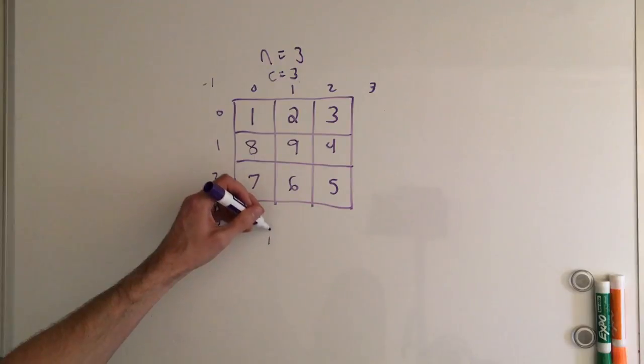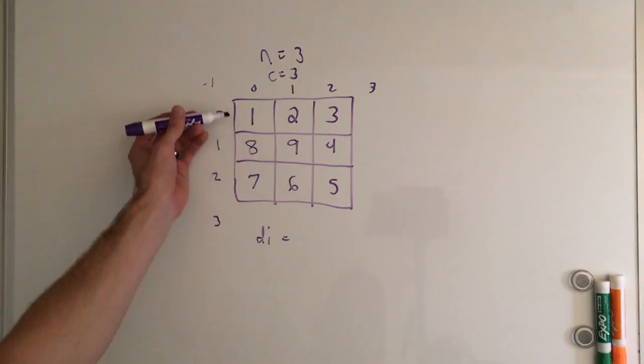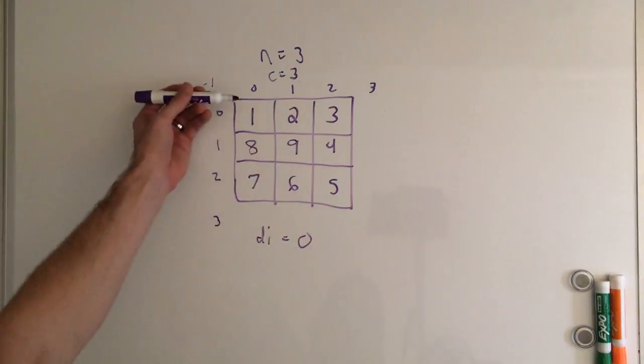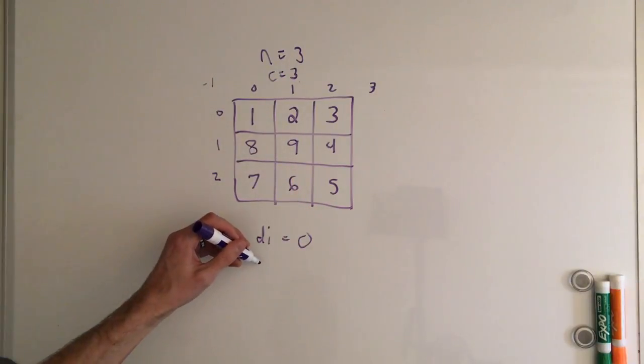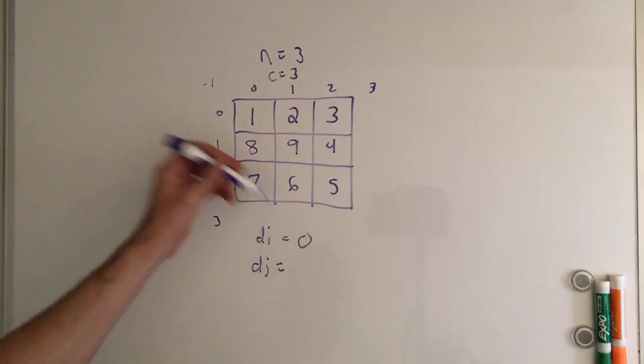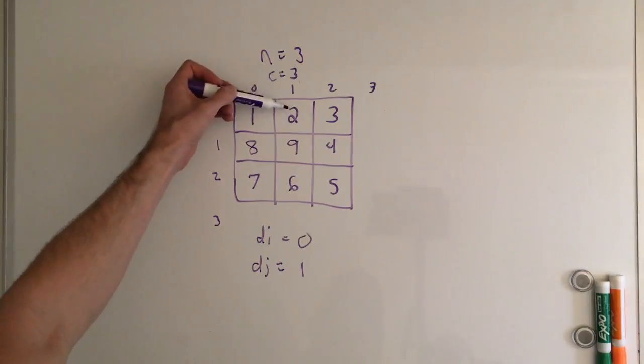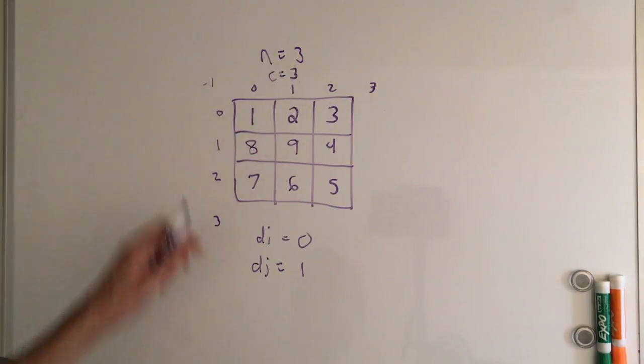So in this case, we can say the direction in the I direction is equal to 0, because we're not changing rows. And the direction in the J direction is going to be 1, because at each iteration, we go to the right one, but we stay on the same row.